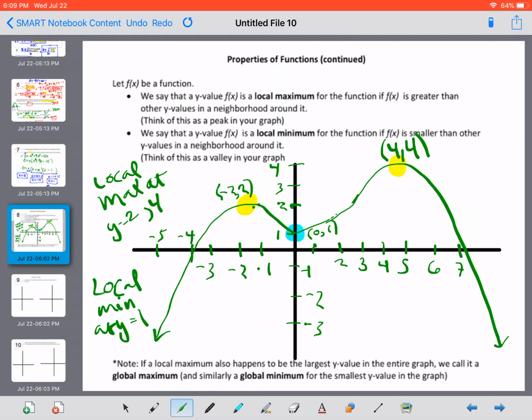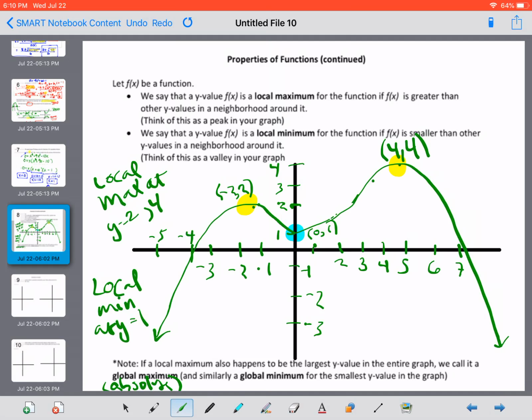Sometimes they call them absolute max or absolute min. That's another word you might see that means the same thing. An absolute max or an absolute min would be the largest output of all outputs in the graph for max, or the smallest of all outputs in the graph. Now, we have a local max at 2 and at 4. 2 is obviously not the largest output of the graph because up here we have an output at 4, right? But there's also outputs here at 3 and 3.5, etc.